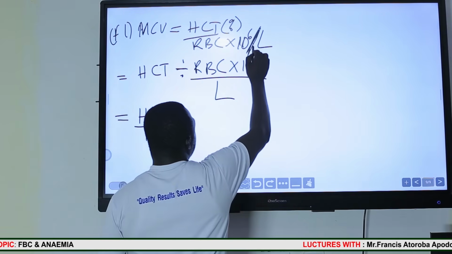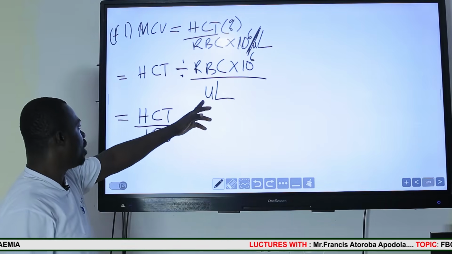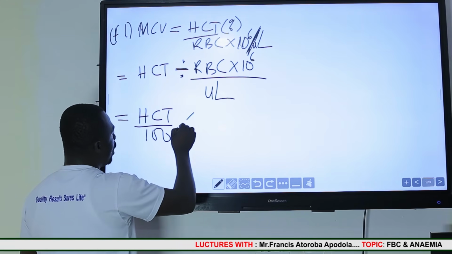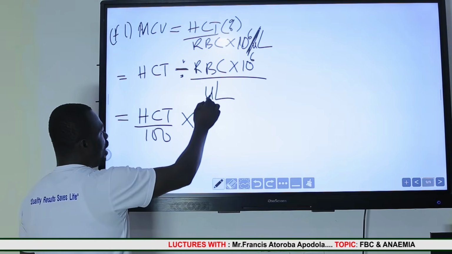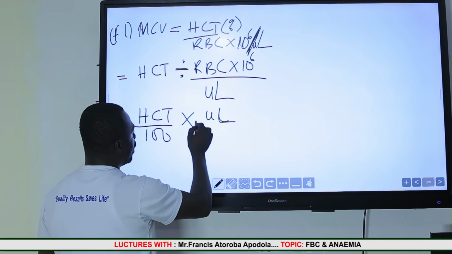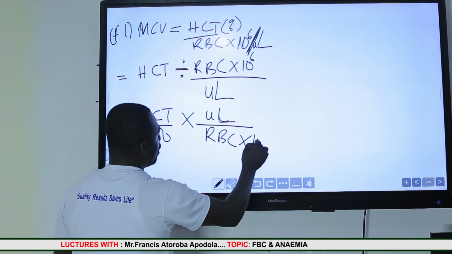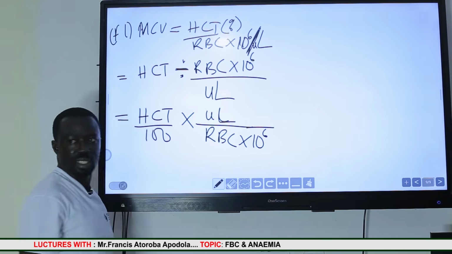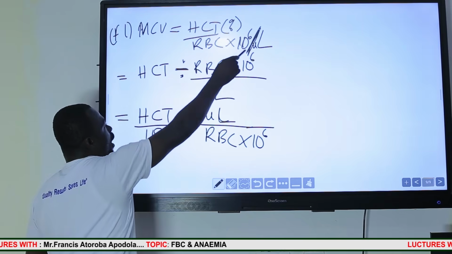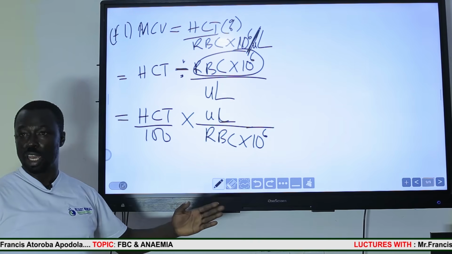Oh, sorry, here is microliter. Are you with me? Here is microliter. So this division sign will now change to multiplication, so that the microliter will go on top. Are we together? Divided by RBC times 10 to the power 6. When division changes to multiplication, what is at the numerator will come down and the denominator will go up. Are you okay up to this level?